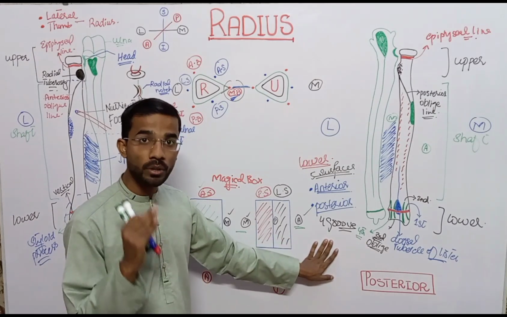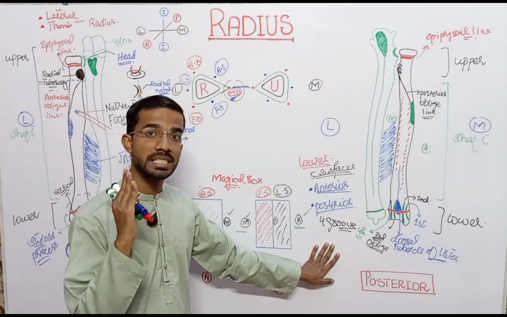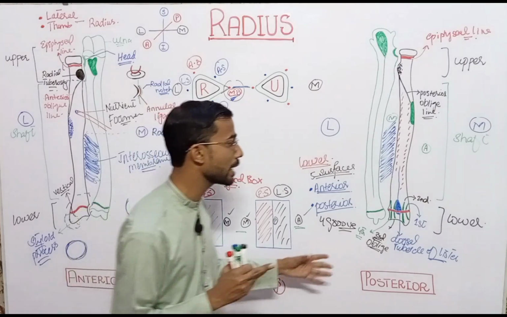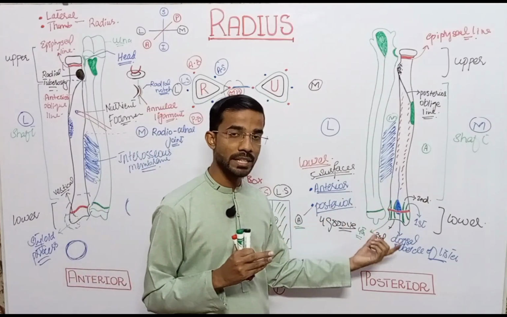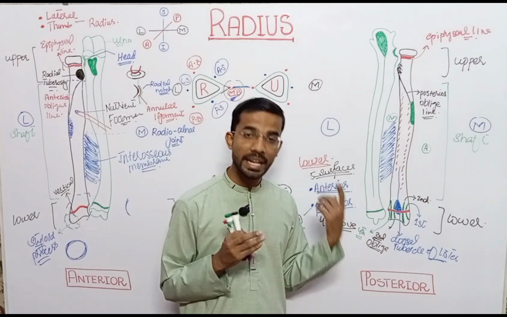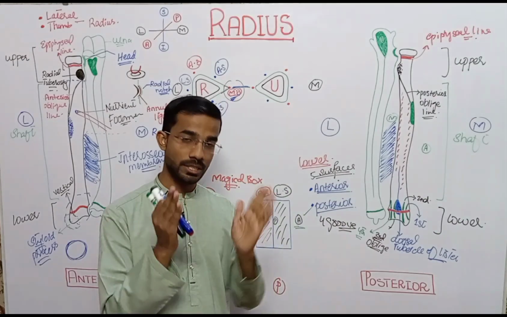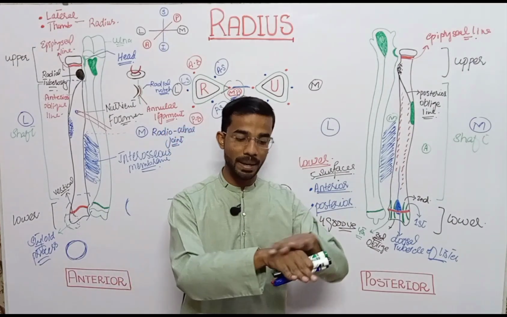These grooves are important in the attachment of the extensor tendons. These grooves provide the area for the attachment of the extensor tendons that are present in our hand.